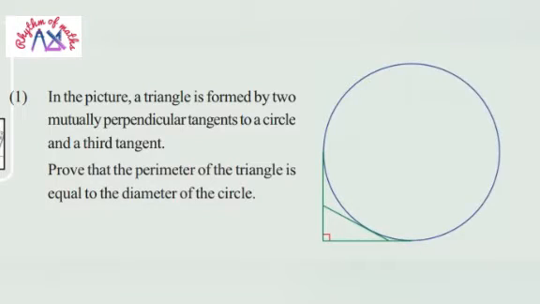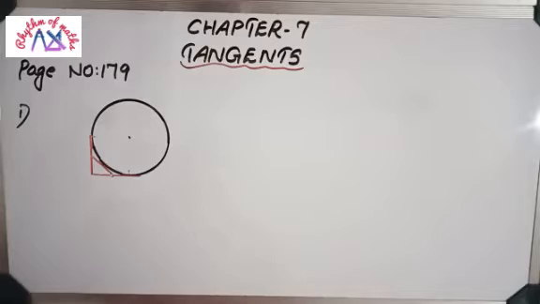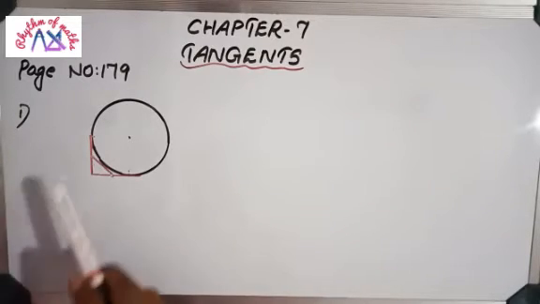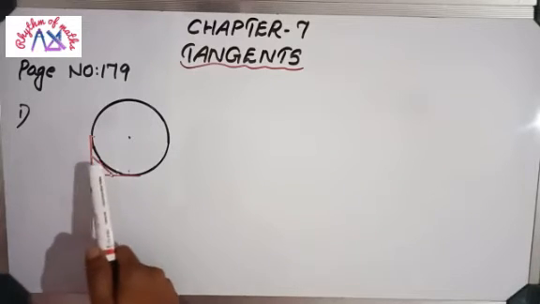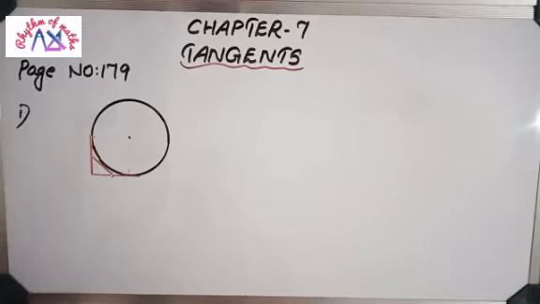Page number 179, first question. In the picture, a triangle is formed by two mutually perpendicular tangents to a circle and a third tangent. Prove that the perimeter of the triangle is equal to the diameter of the circle. Here in this question, we have two mutually perpendicular tangents and one extra tangent also there. By using that, one triangle is also given in the question.